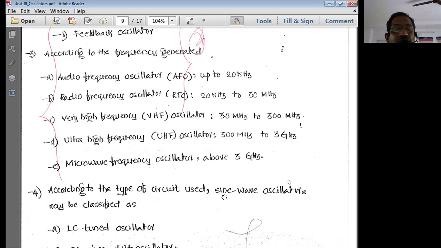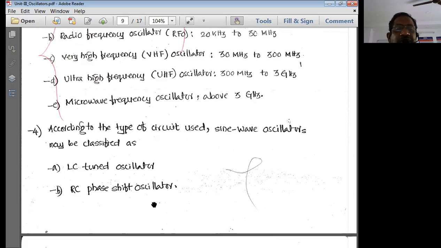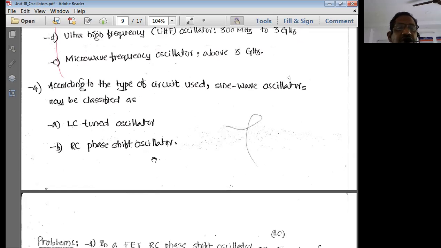Next is according to the type of circuit used in the oscillator circuits. We may use RC circuits, and in that case we call it an RC phase shift oscillator or a Wien bridge oscillator. Wien bridge we don't have in the syllabus, so we are discussing the RC phase shift oscillator. The next one is LC tuned circuits. So these are the two types. We are going to discuss these two types in detail because these are the oscillator circuits in the syllabus: LC tuned oscillator circuits and RC phase shift oscillator circuits.